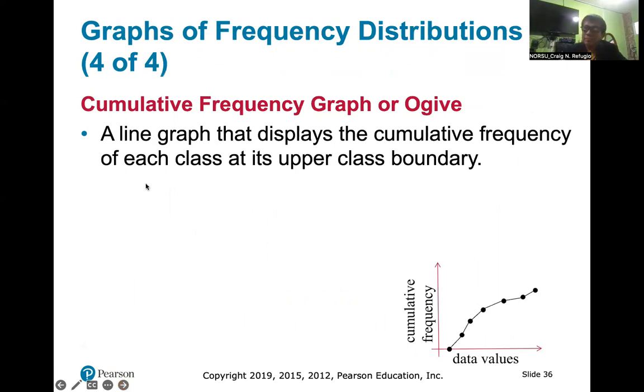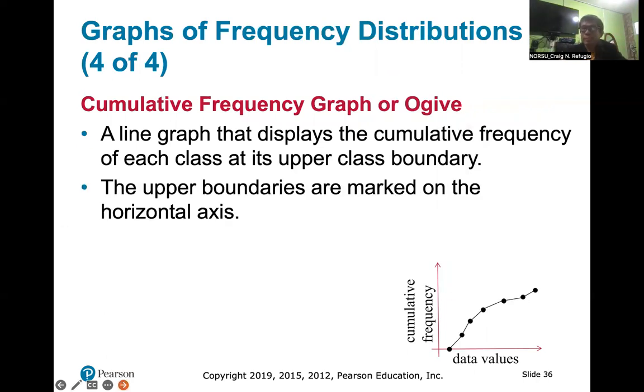It's a line graph that displays the cumulative frequency of each class as at its upper class boundary. So what is being used in here is the upper class boundary. The upper class boundaries are marked on the horizontal axis. Take note. We have the y-axis, the cumulative frequency, and the data values found in the x-axis. But remember, the upper boundaries are marked on the horizontal or the x-axis.